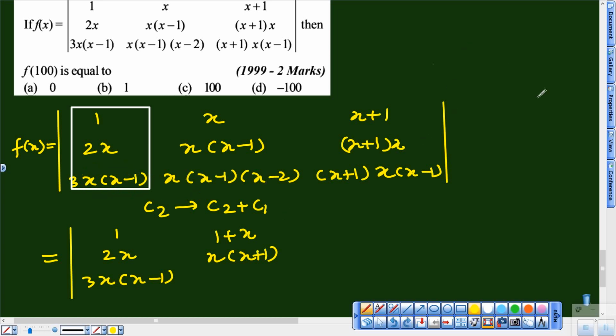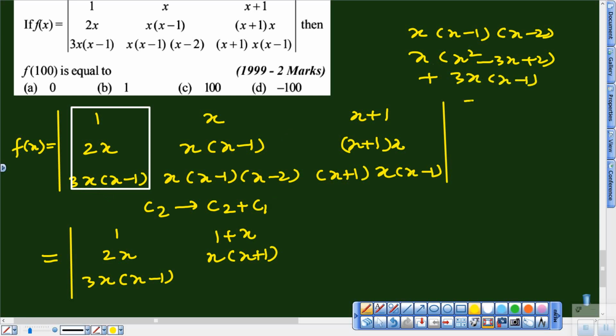It already is what? X was there, and inside that was x minus 1 and x minus 2, which was x into x square minus 3x plus 2, and added to this is what? That is 3x into x minus 1, where I can take x common. I get x square minus 3x plus 2 plus 3x, so it will become x square plus 2. Doesn't it become? Okay.